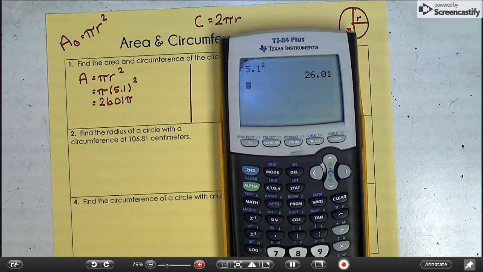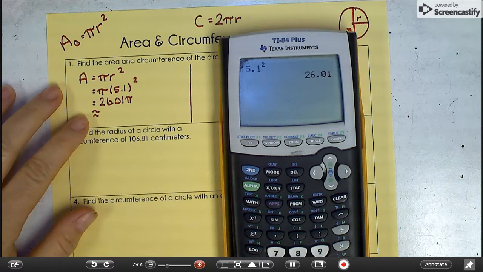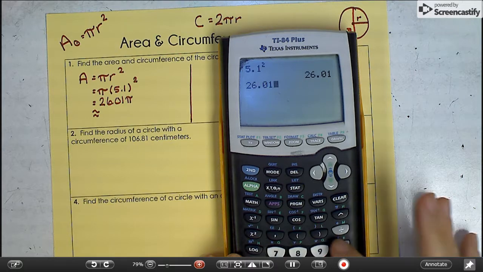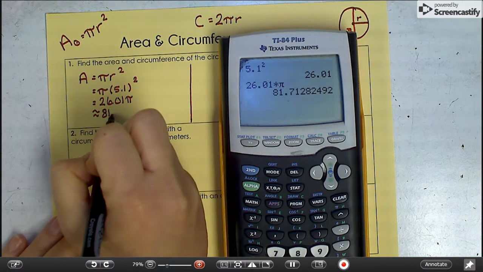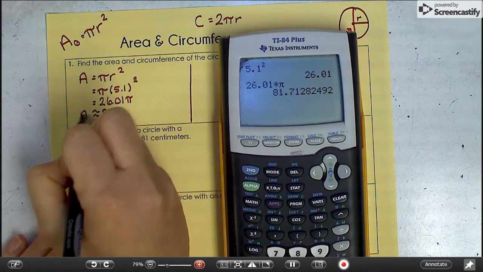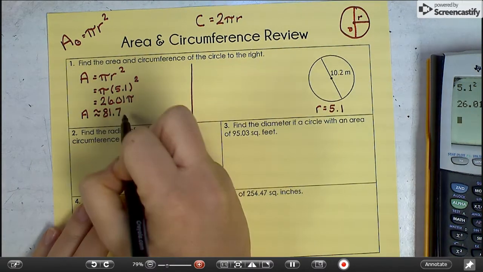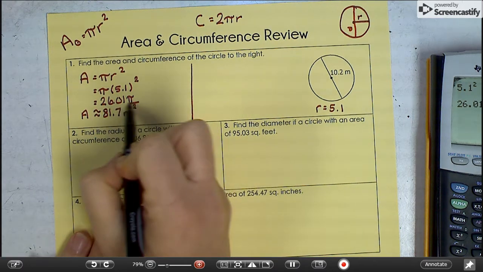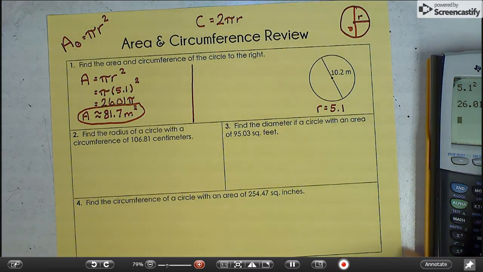You can also approximate the answer by using the approximately equal sign and do 26.01 times pi. And that equals 81.7. So the area of this figure is 81.7 meters squared. Or 26.01 pi meters squared.